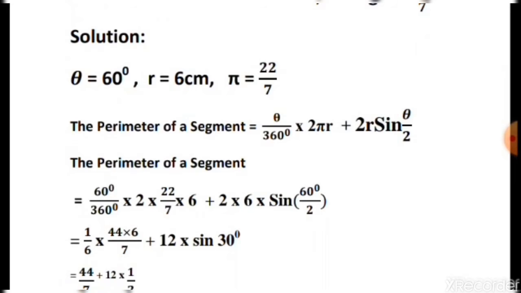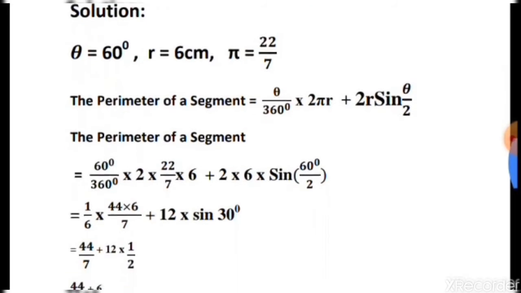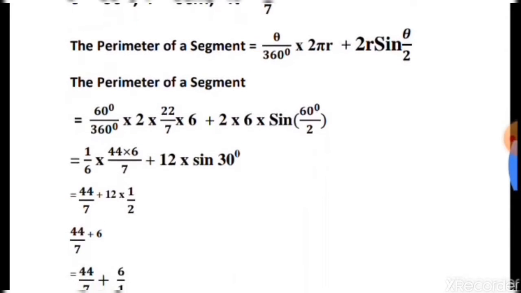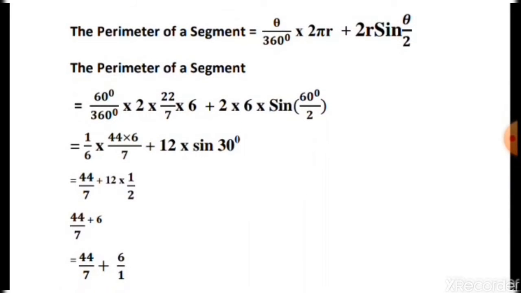Then multiply by 22 times 20, so that will give you 44 times 6 over 7 plus 2 times 6, that is 12 times sine 30 degrees, which will be equal to 44 over 7 plus 12 times 1 over 2. And finally, you are going to have 44 over 7 plus 6, which invariably will give us 44 over 7 plus 6 over 1.